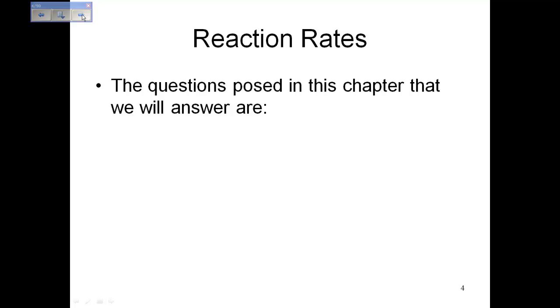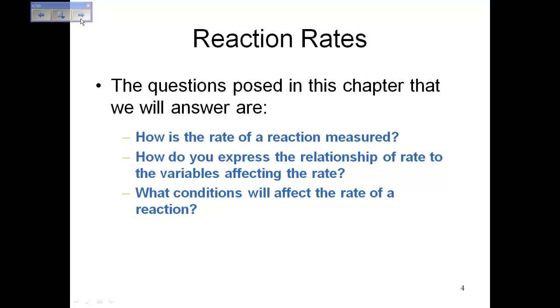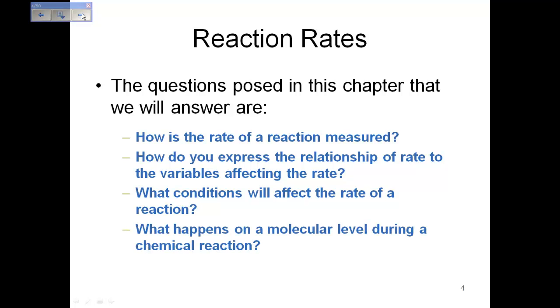The questions posed in this chapter that we will answer are as follows. How is the rate of the reaction measured? How do you express the relationship of rate to the variables affecting the rate? What conditions will affect the rate of a reaction? And what happens on a molecular level during a chemical reaction? Talking about that mechanism I just talked about a second ago.